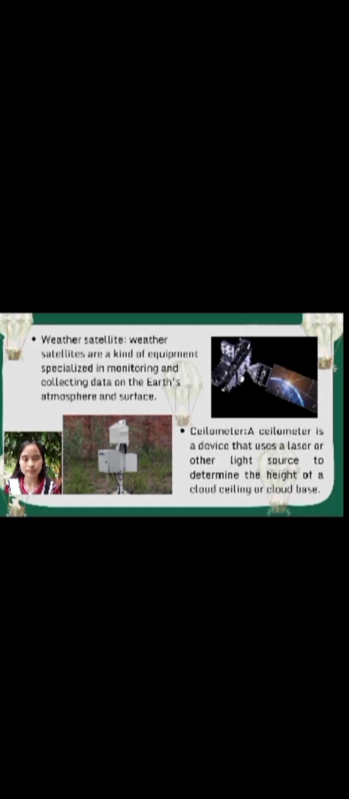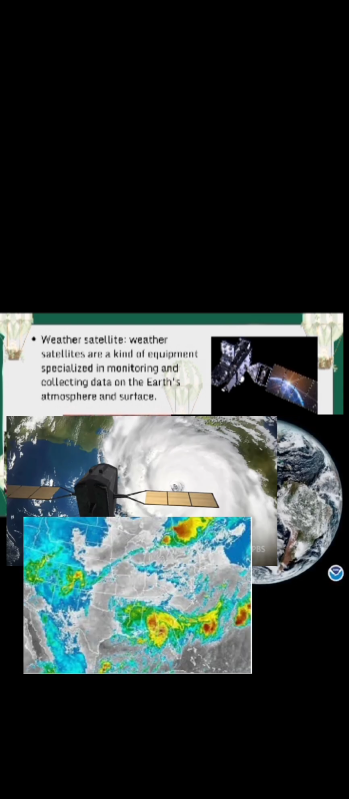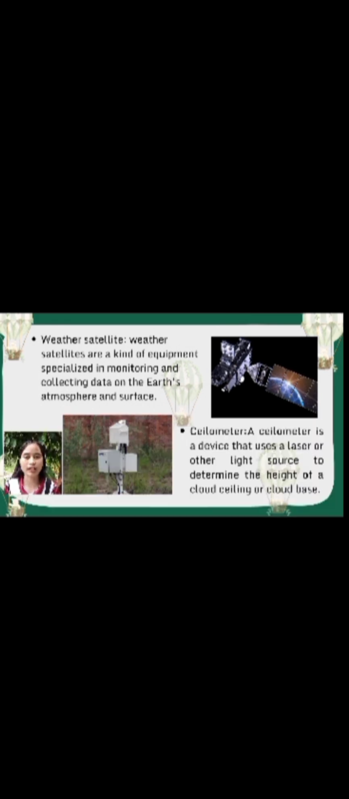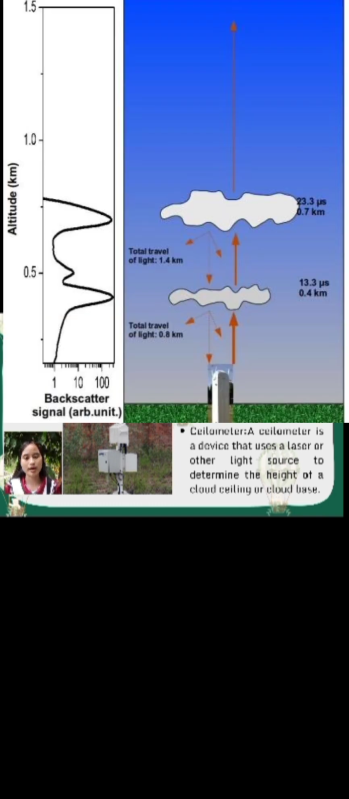The seventh instrument is the weather satellite. Weather satellites are used to monitor and track cloud formations, storm systems, atmospheric temperature, moisture content, wind patterns, and other weather phenomena across large geographical areas. The eighth instrument is the ceilometer. A ceilometer is a weather instrument for measuring the height of the cloud ceiling or the cloud base.